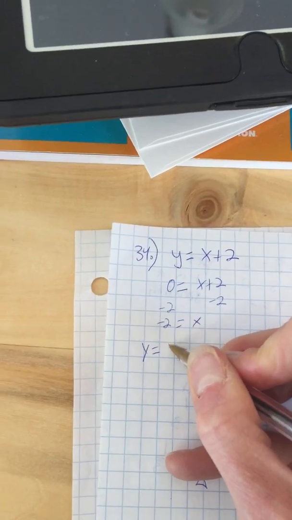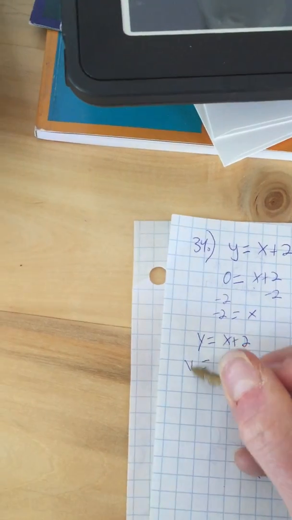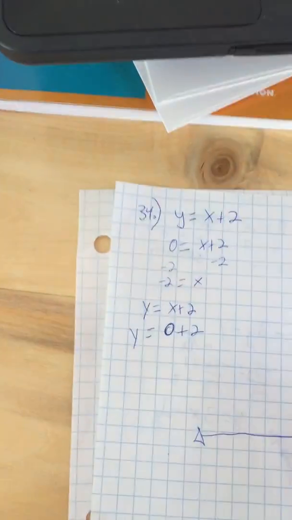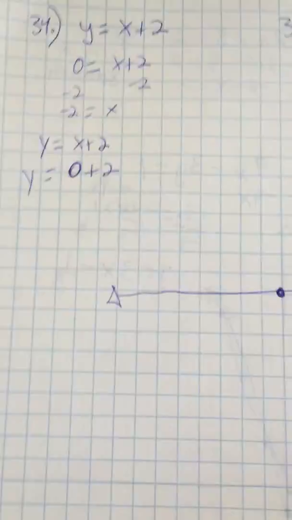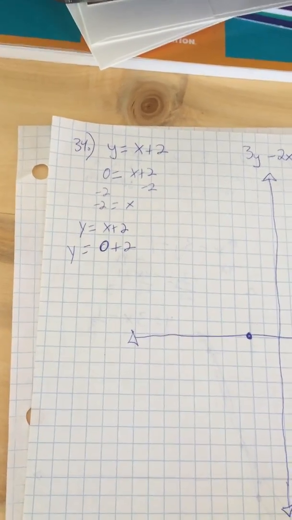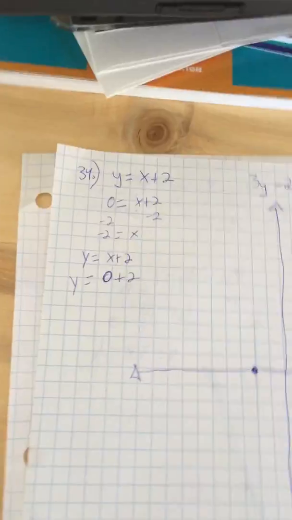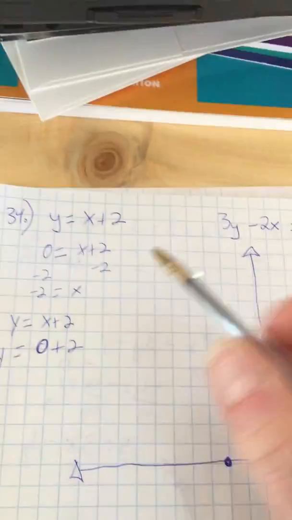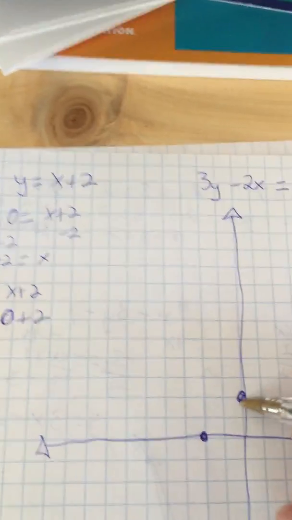So y equals x plus 2. This time I'm going to make x 0, and then you have this. And really what you have is that y equals positive 2. So let me make sure y is positive 2. Yes. So when x is 0, so you're not going anywhere on the x-axis, you're just going to go up positive 2. Okay, so those are your 2 points.